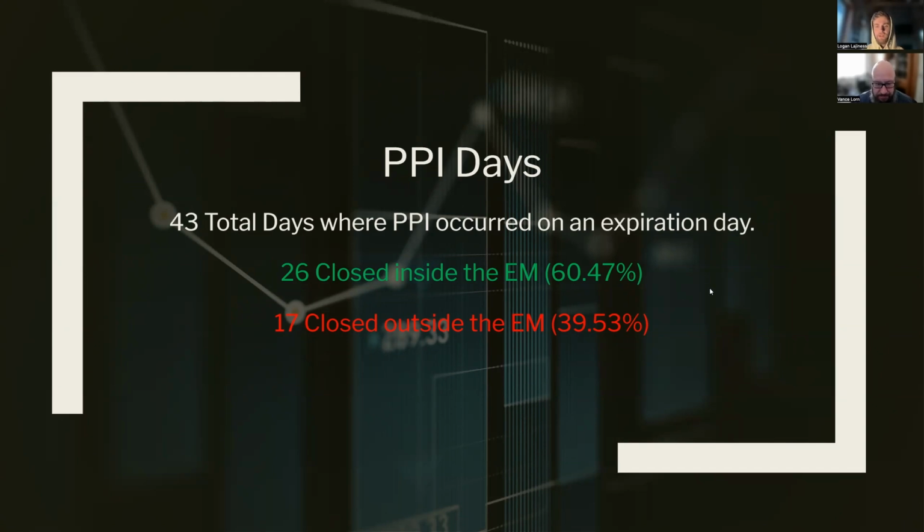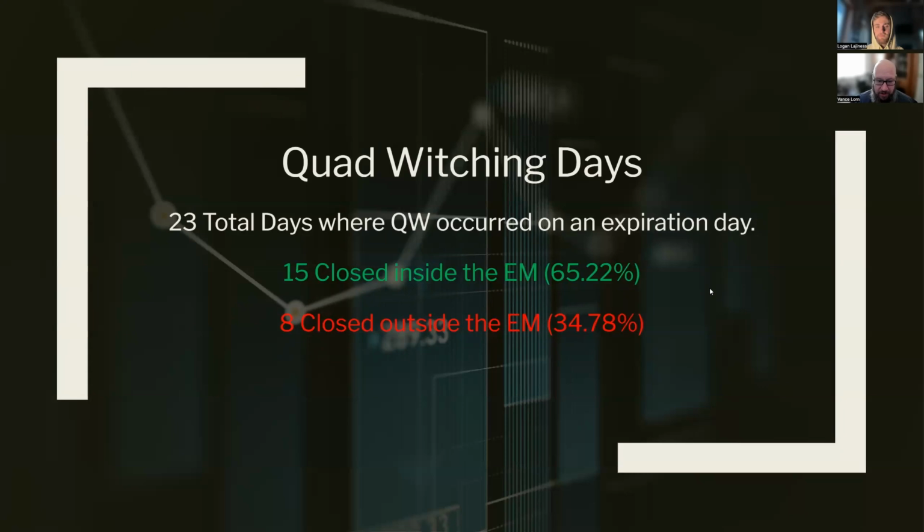Quad witching is another one of those days that people are always like, it's quad witching. Don't trade it in quad witching. Well, 65% of the days closed inside the EM as opposed to 8 closing outside of it. That's a 65%. So again, quad witching is one of those days that has this really scary negative connotation. But realistically, the numbers just don't show that it's a day that you should necessarily avoid because it's going to close inside that range more often than not.